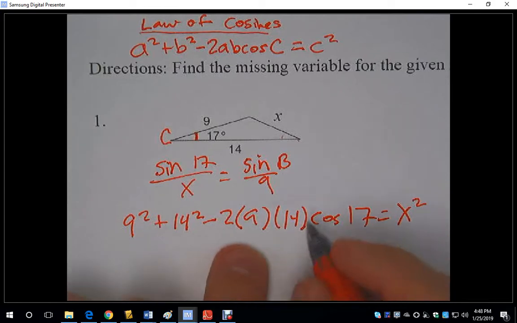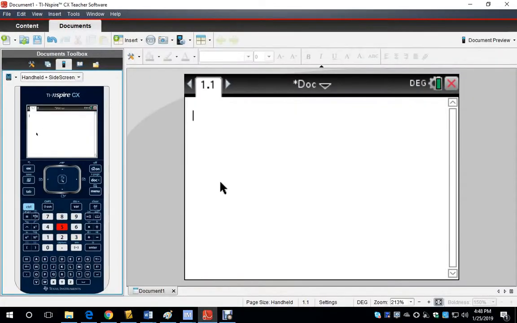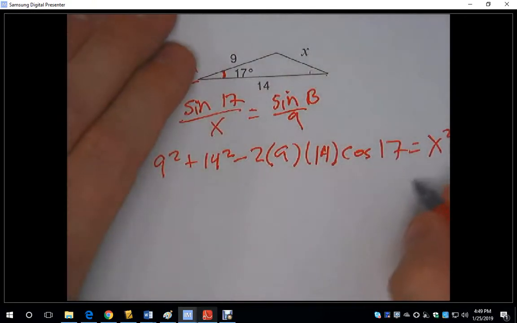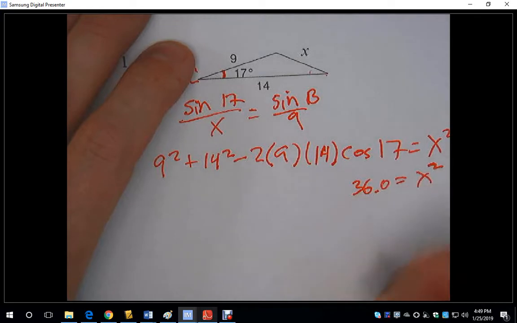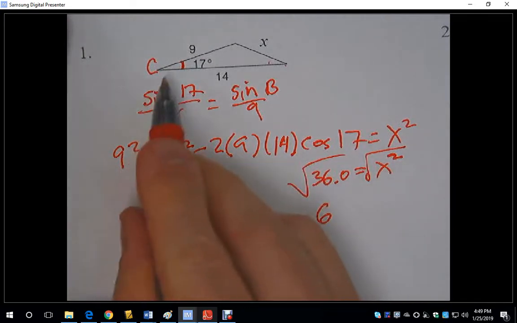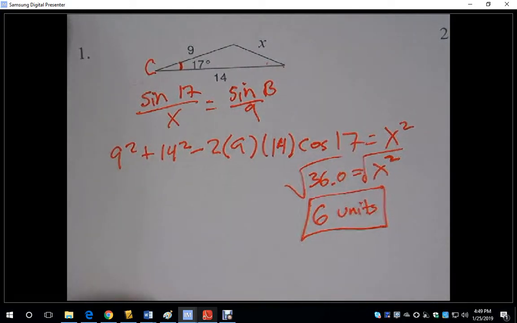Now I can throw this whole line into my calculator because there are no variables in there, so that's what I'm going to do. I have 9 squared plus 14 squared minus 2 times 9 times 14 cosine of my angle of 17, and that's going to give me 36.0. Let's stick with 3 significant digits. So x squared equals 36.0. Now I'm going to take the square root of both sides, and the square root of 36 is just 6. 6 doesn't have units here, so we'll just say 6 units. X equals 6 units. Let's look at number 2.